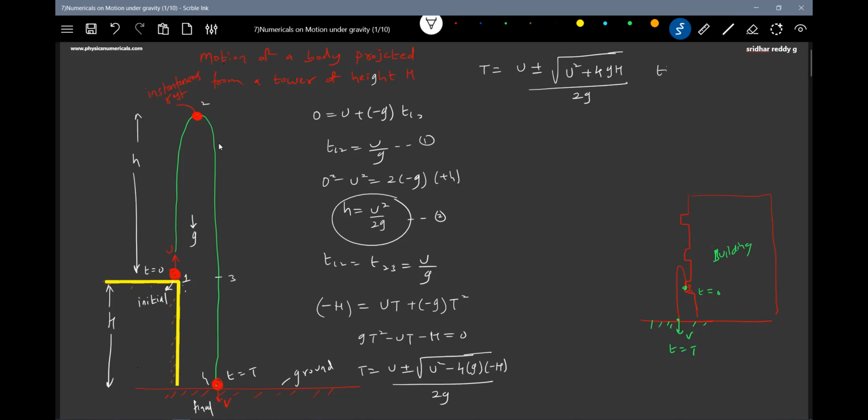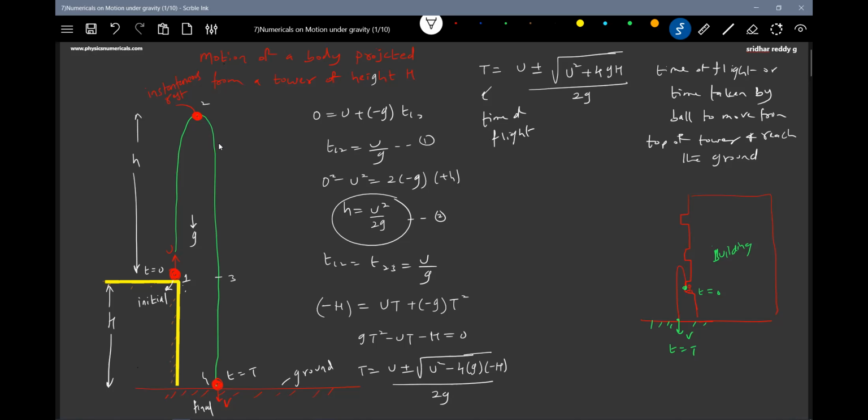So what we should call time of flight, or time taken by the ball to move from the top of the tower and reach the ground. Yes, it will come and strike the ground after a certain time. This is called the time of flight. In short, we'll call it time of flight.